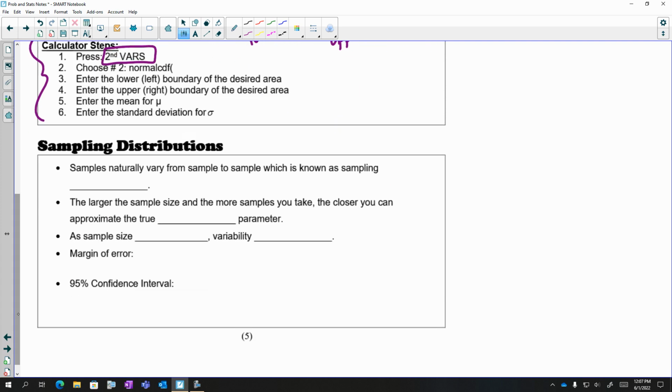Sampling distributions. Sampling distributions talk about the variation and how we can analyze our distributions of samples. So samples naturally vary from sample to sample, which is known as sampling variability. The larger the sample size and the more samples you take, the closer you can approximate the true population parameter, true population proportion or your true population mean. And as sample size increases, this is the important part, your variability decreases.